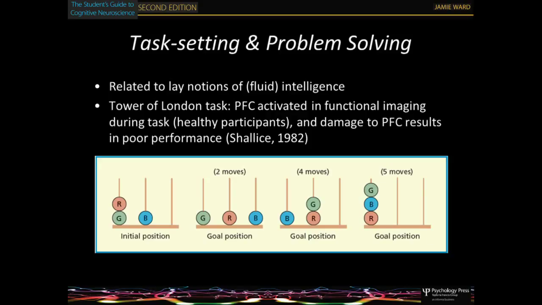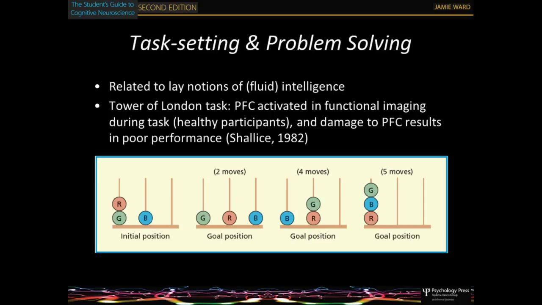And what you find is that patients with damage to the prefrontal cortex take a lot more moves. We talked about frontal lobes as being involved in working memory. And what it means is that most people would figure out the solution in their head before they actually go and execute it on the beads themselves.